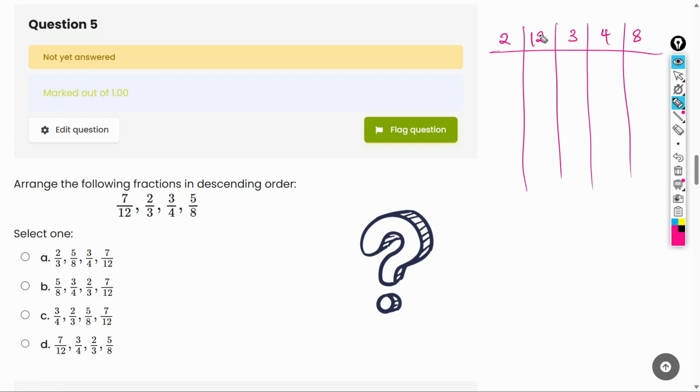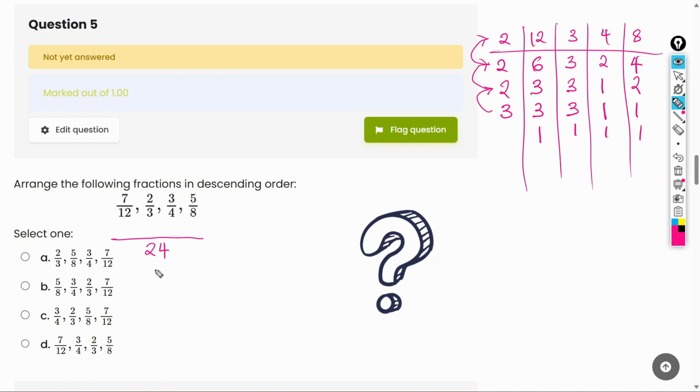We can start with 2. 2 into 12 is 6. 2 into 3 cannot go, so we bring down 3. 2 into 4 is 2. 2 into 8 is 4. 2 can still go. 2 into 6 is 3. We bring 3 down, it wouldn't go. 2 into 2 is 1. 2 into 4 is 2. 2 can still go. 2 wouldn't go into 3. We bring it down. We are done with 1. 2 into 2 is 1. And then we can divide by 3. So 1, 1, 1. Our LCM is 3 times 2, 6. 6 times 2, 12. 12 times 2, 24. So our LCM is 24.